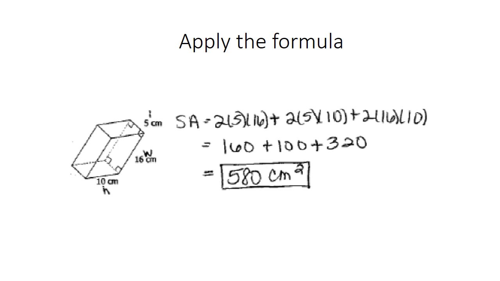So we're going to plug all of our measurements into our formula, and we get again 2 times the length times the width plus 2 times the length times the height plus 2 times the width times the height. We are going to simplify all of those numbers and get 160 plus 100 plus 320 and add those up to get a total of 580 centimeters squared.